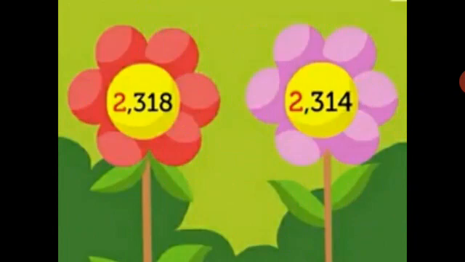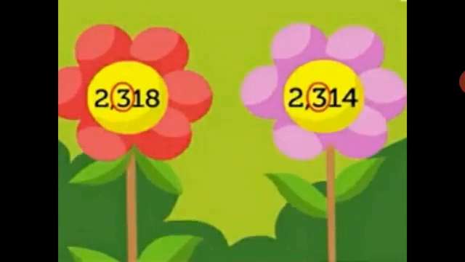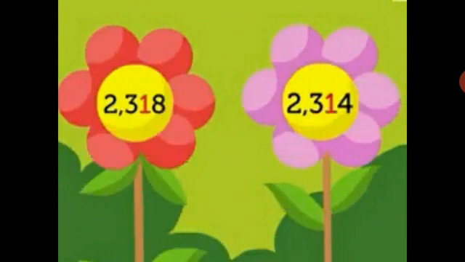So this is the third step. Check the hundreds place number. The first one, 2318, hundreds place number is 3. 2314 also has hundreds place number 3. So this is also the same number. Okay, this is step number 3. Since the hundreds place is also the same, next you want to move to the tens place. This is step number 4.